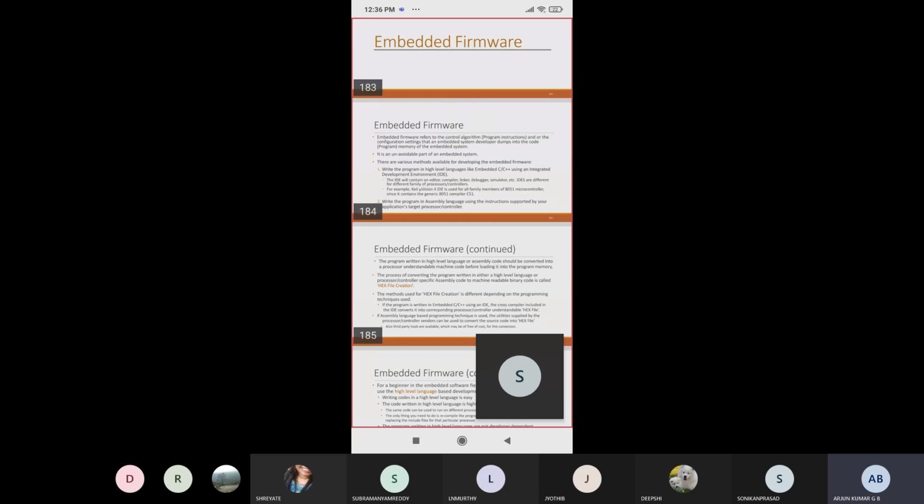There are various methods available for developing the embedded firmware. Write a program in a high-level language like embedded C or C++ using an integrated development environment, an IDE. This needs embedded C and C++ programming knowledge. These languages are used to write this control program. The IDE contains editing, compiling and linking, debugger, and simulating. Everything will be done by this IDE.